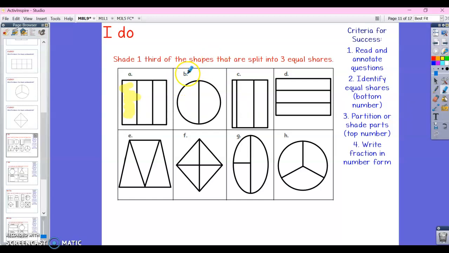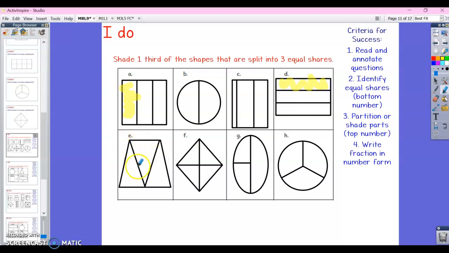Next, let's look at B. I see that B is partitioned into 2 pieces and not 3, so I'm going to leave B alone. If I look at C, I see that C is partitioned into 3 pieces, but are they equal? Nope, they're not equal. Let's look at D. I see that D is partitioned into 3 equal pieces, so I'm going to go ahead and shade 1.